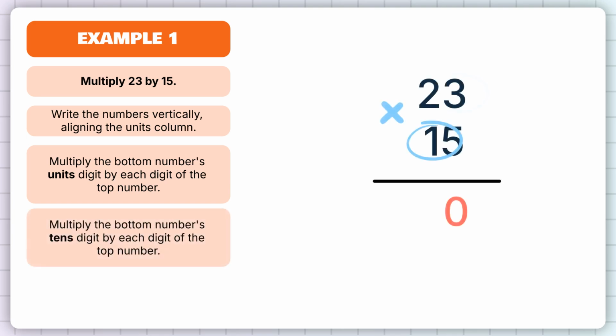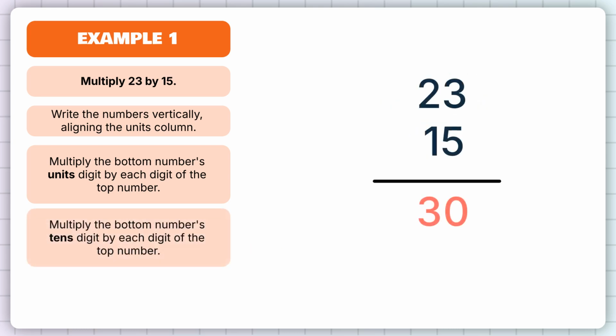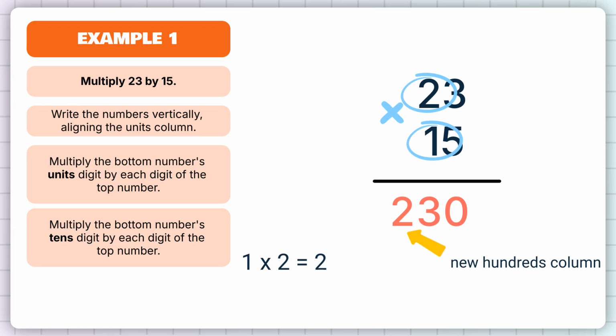1 multiplied by 3 is equal to 3. So we note a 3 in our new tens column. Since 3 is less than 10, we do not have to carry anything across into the hundreds column. Next, 1 multiplied by 2 is equal to 2. So we write 2 in our new hundreds column. Since 2 is smaller than 10, we don't have to carry anything. We can see here that 23 multiplied by 10 is equal to 230.